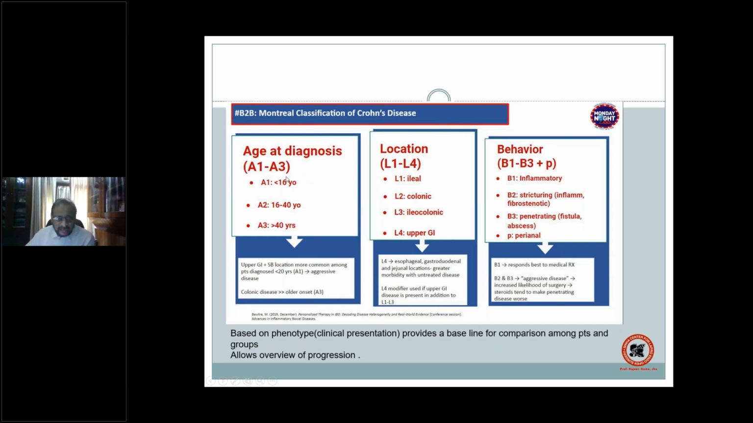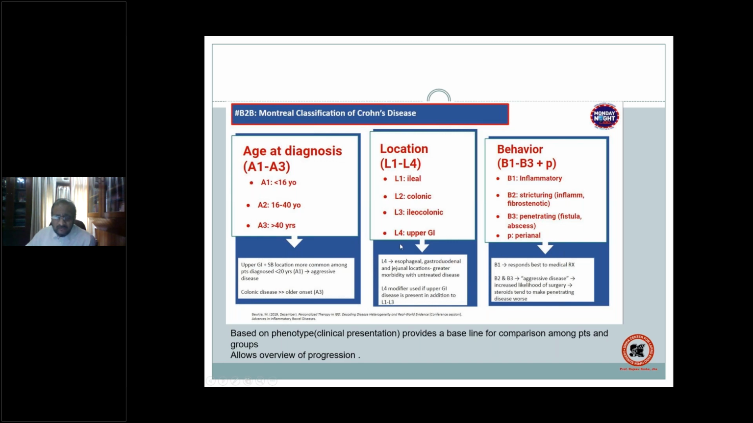Let's see the first one: age at diagnosis, less than 16 years, 17 to 40, and over 40 years. Upper GI small bowel location is more common. Patients diagnosed before 20 years, A1, have an aggressive disease. Why? Because it's going to remain there for a long period of time. Chronic disease is usually found in the older age group. So the small bowel usually A1, A2, chronic A3.